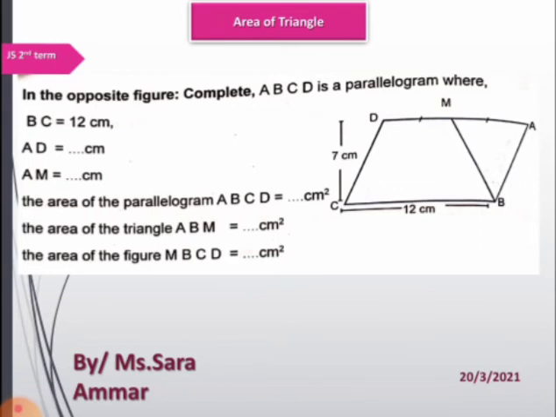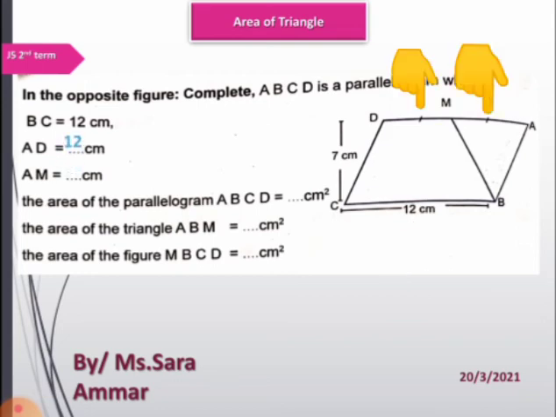Okay, the last question here. In the opposite figure ABCD is a parallelogram. Okay, BC equals 12. طالما ABCD is a parallelogram يبقى أكيد each two opposite sides are equal in length. وال BC ب 12 يبقى أكيد ال AD برضو equal 12 سنتيمتر.